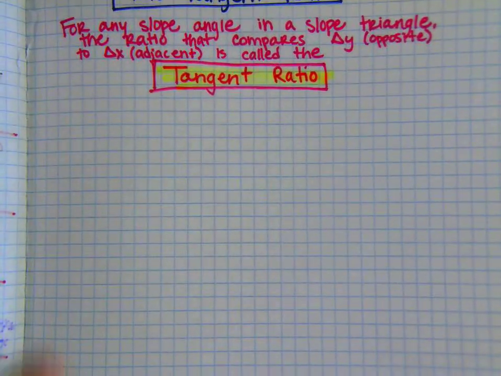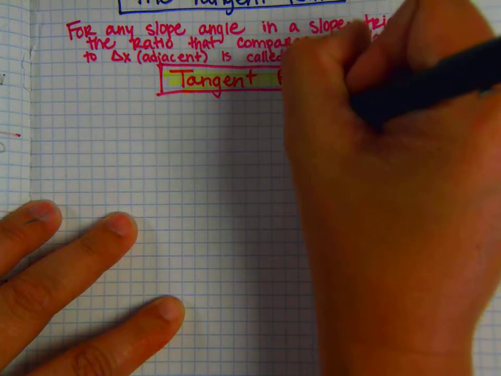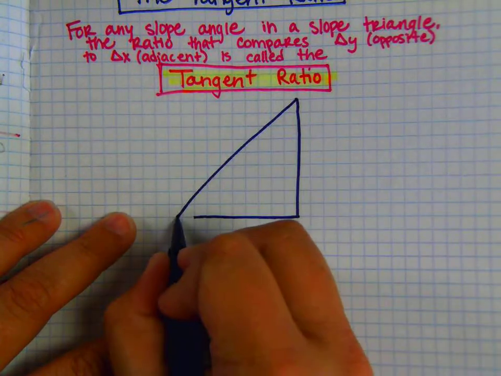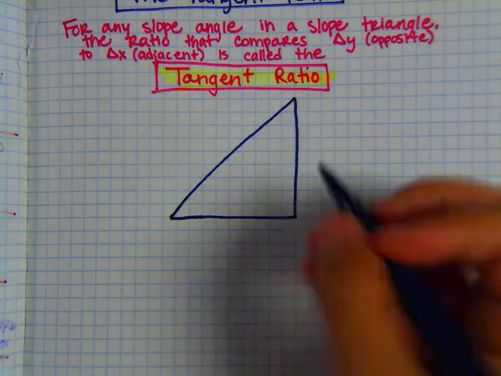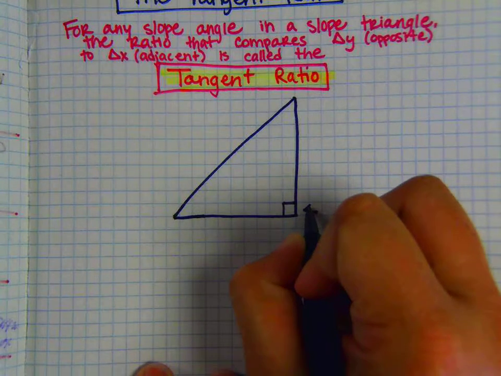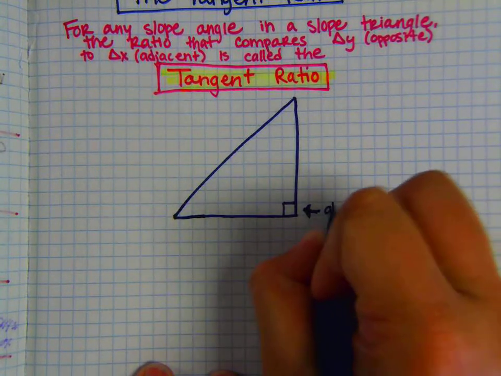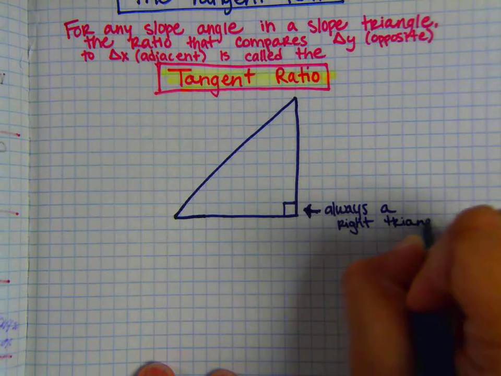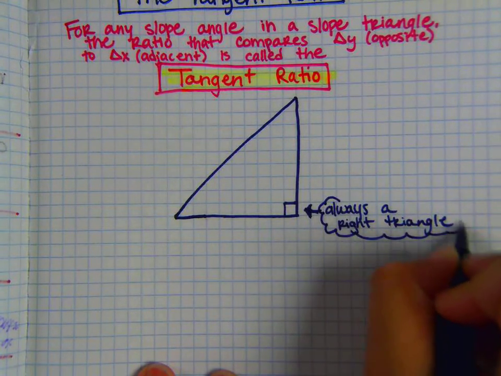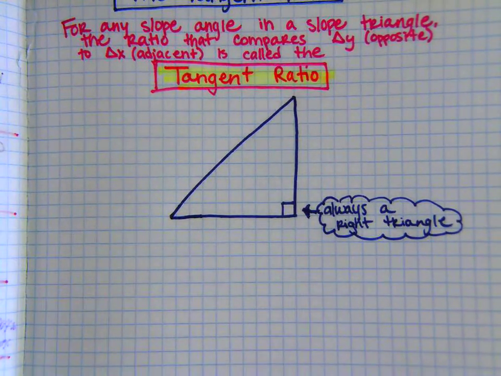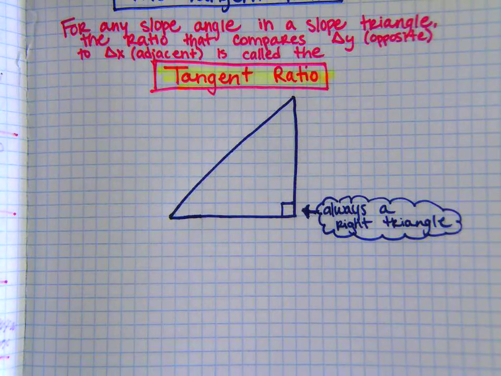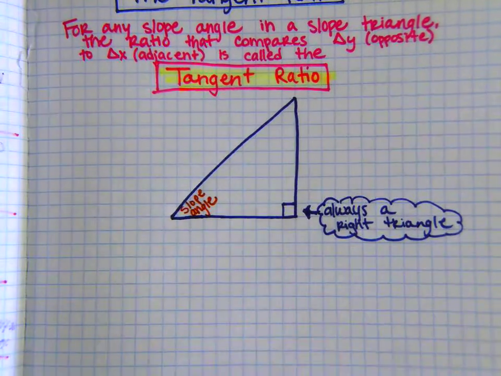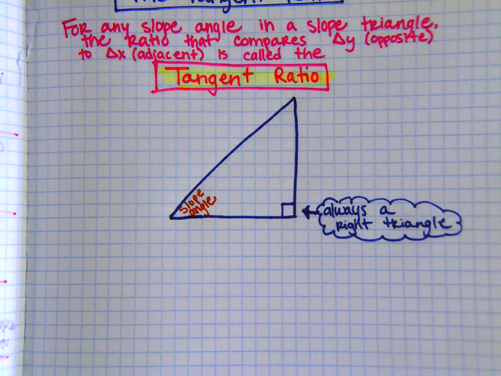So, to start, we're going to draw a triangle. And the first thing to note is that it's always going to be a right triangle. You're never going to have a triangle that's not a right triangle when you use tangent. And then we're going to call this angle the slope angle, but it could be the other one. It doesn't matter which one you call the slope angle. I'm just going to call that one the slope angle.